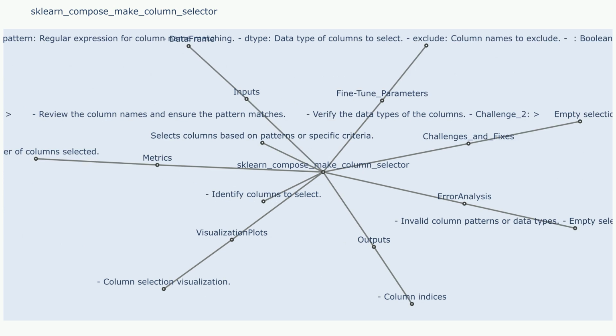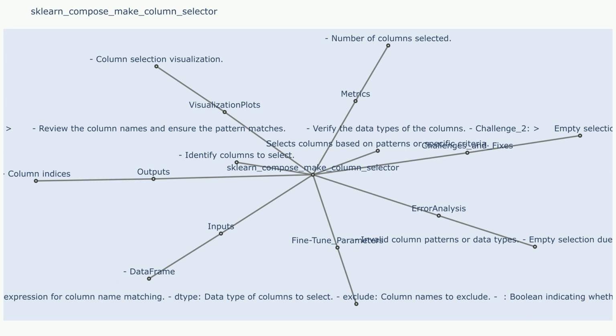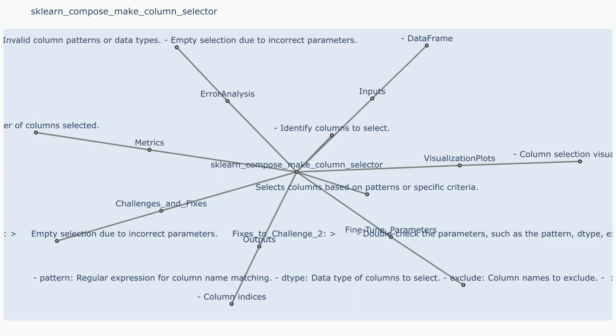Regex fine-tuning: the regular expression pattern can be used to target specific columns more precisely. Match: this parameter allows for specifying whether the entire column name should match a regular expression or only a part of it. Regex exclude: this parameter allows for excluding columns that match a specific regular expression pattern. Uncertainty methods. Not applicable. This function does not involve uncertainty estimation.